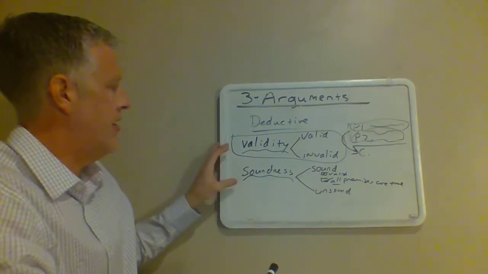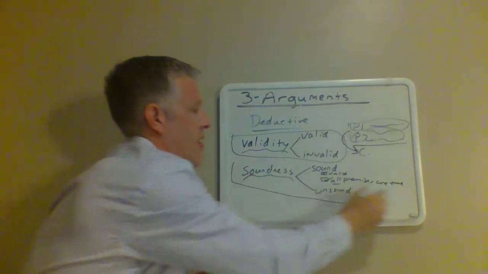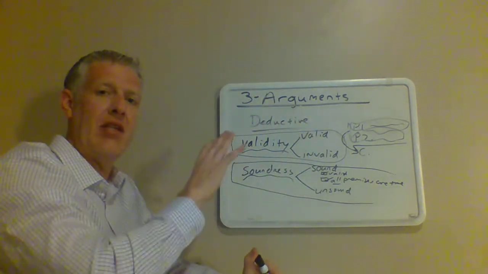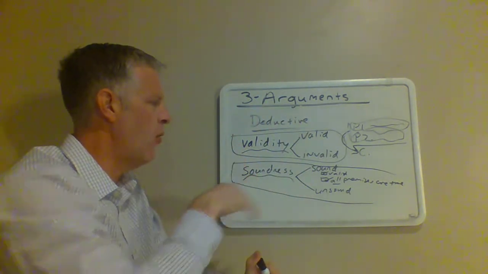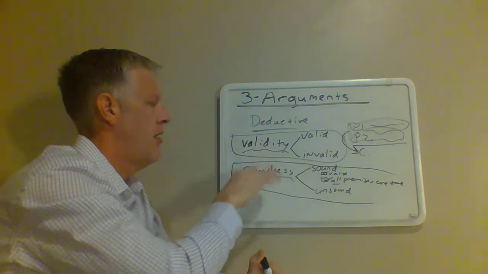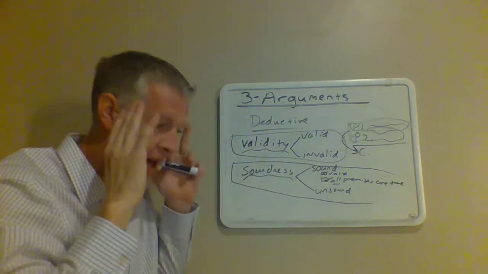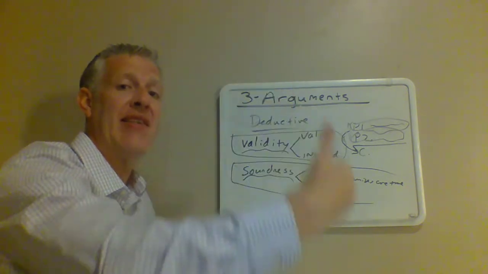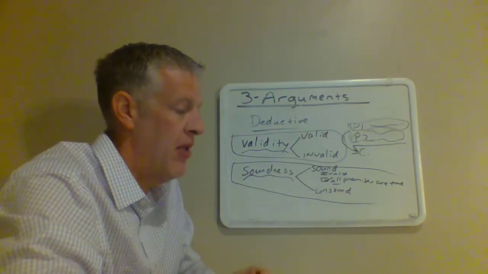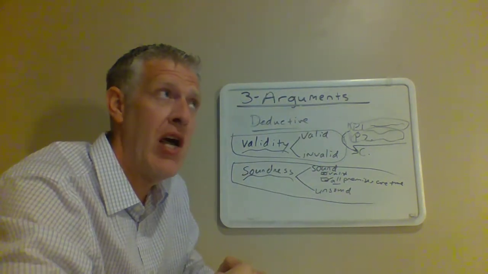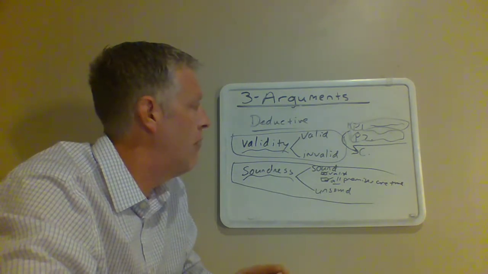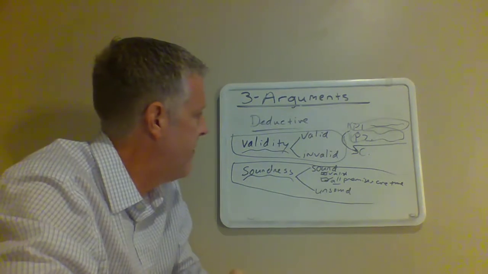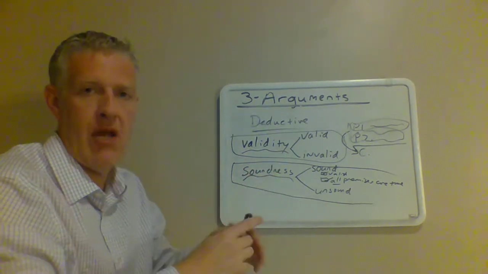So that's soundness, and that's how you go about assessing deductive arguments. And we'll talk a lot more about validity and soundness, and dive into much more detail on deductive arguments again in the next section, particularly in the textbook, I think chapters 8 and 9. In the next section, we'll talk in much more detail about deductive and inductive arguments.